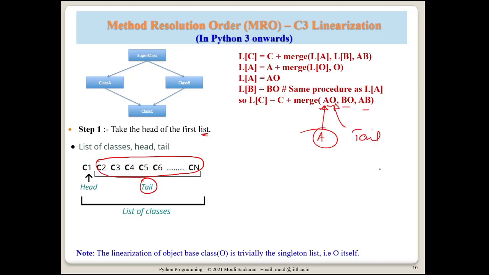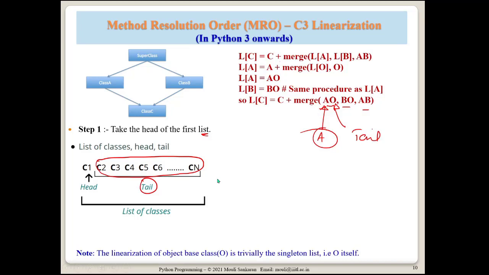This is the head. You are having multiple lists there. You are taking the head of the first list. They are all individual lists. You have constructed them from the previous list, you have brought it here. Now you take the head of the first list, then you call the remaining classes the tail. In our case, there is only one class here. It could be more. So remaining classes as tail.